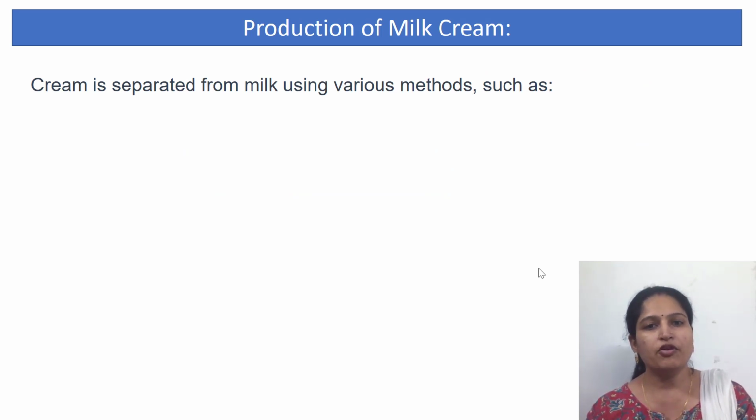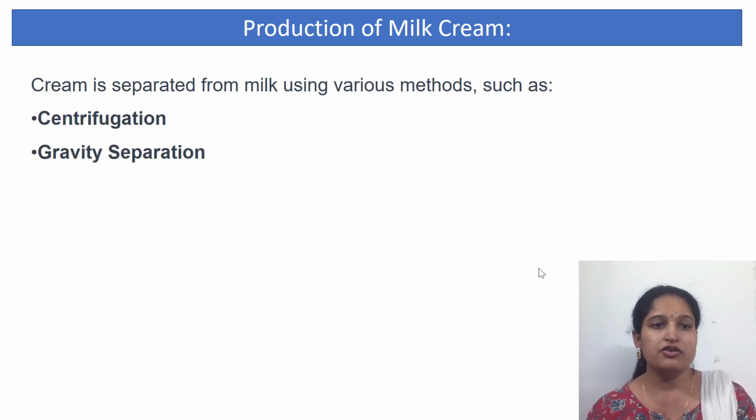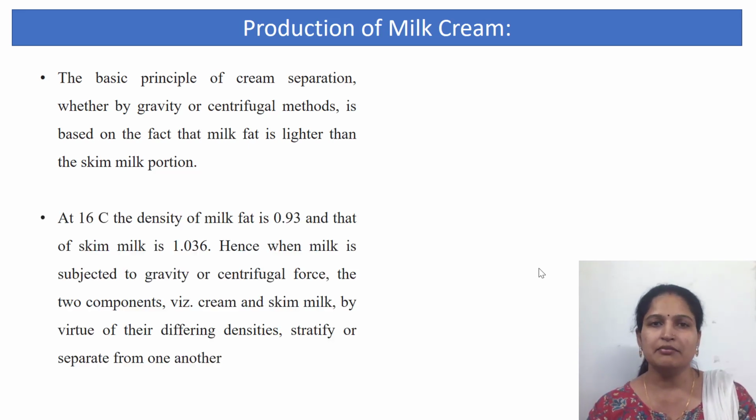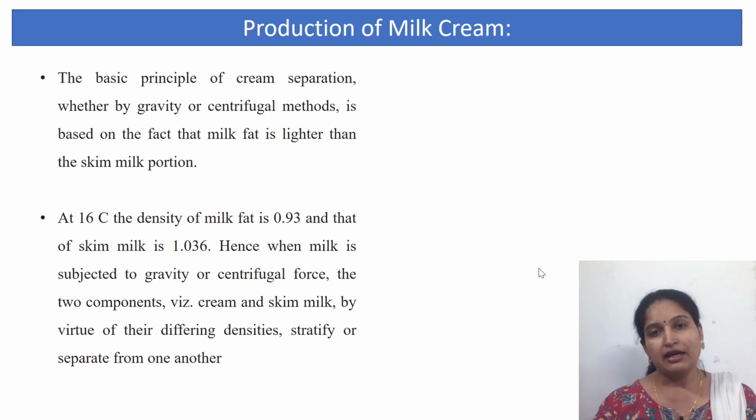So cream is separated from milk using various methods such as centrifugation, gravity separation and ultrafiltration. So let us discuss one by one all these methods. First of all, I would like to discuss the principle which we use for the separation of cream from milk. The basic principle for cream separation, whether by gravity or centrifugal method, is based on the fact that milk fat is lighter than the skim milk portion, and at 16 degrees Celsius the density of milk fat is 0.93 and that of skim milk is 1.036.